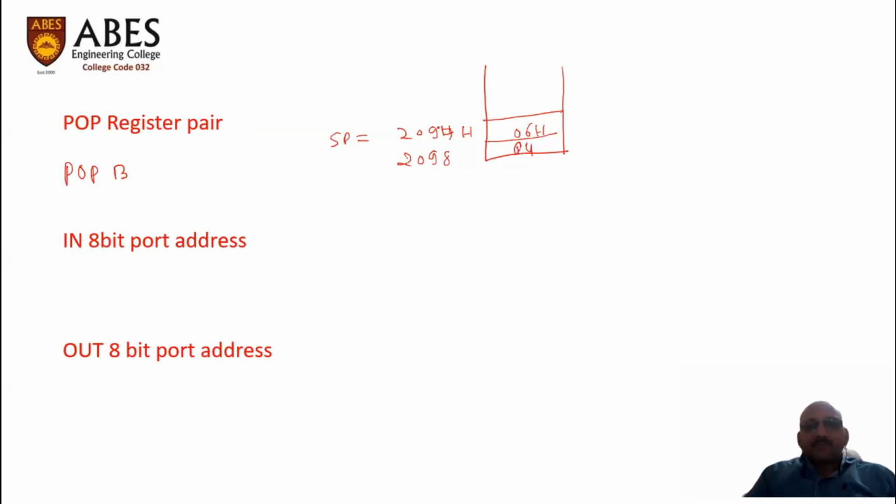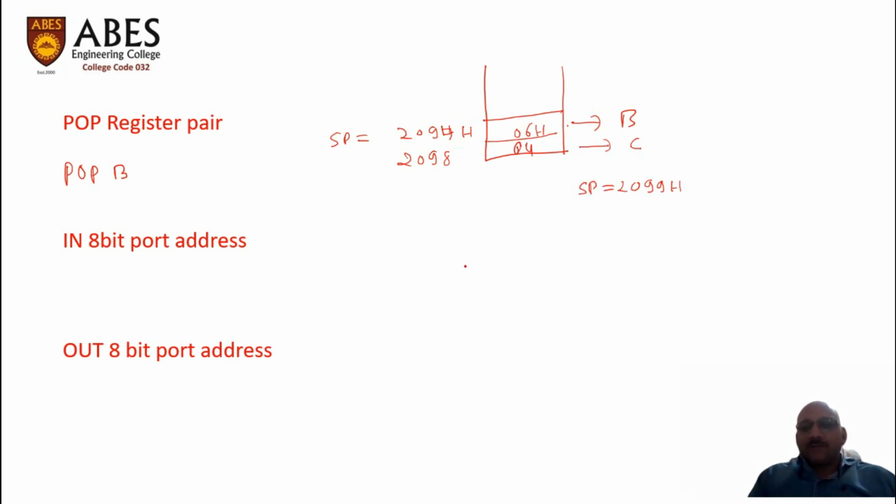How will it happen? First, the value pointed to by the stack pointer at 2097H, which is 06, will move to the B register. Okay, so it will move to the B register. After that, the stack pointer will be incremented by 1, and the next value moves to the C register, and again the stack pointer will be incremented by 1. Now finally the stack pointer has the value 2099H. Okay, so in push, first we decrement, then we push the value, but in pop, first we retrieve, then increment.